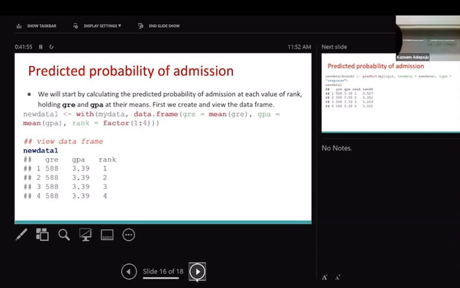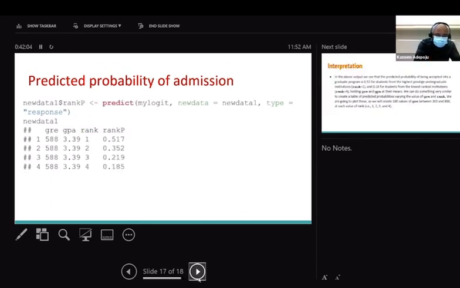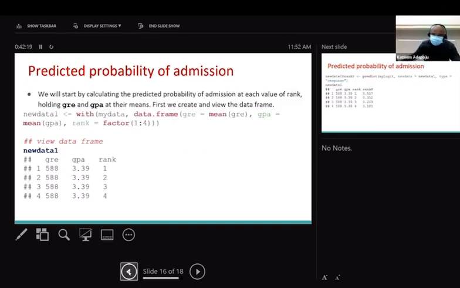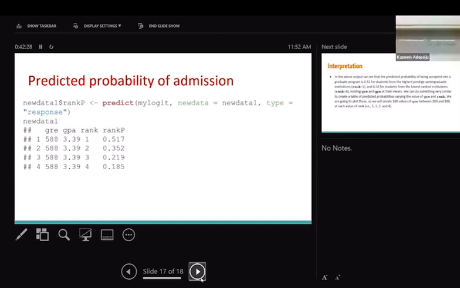Somebody came from a school that was rank 1. The other person came from a school that was rank 2, and so on like that. Now, I want to tell you this. When you plug them in and you want to predict, the code is going to be type equal to response for probability. Your new data is actually what you have here. You write the code, you put in your new data. Now we can calculate the probability that they're going to be given admission.